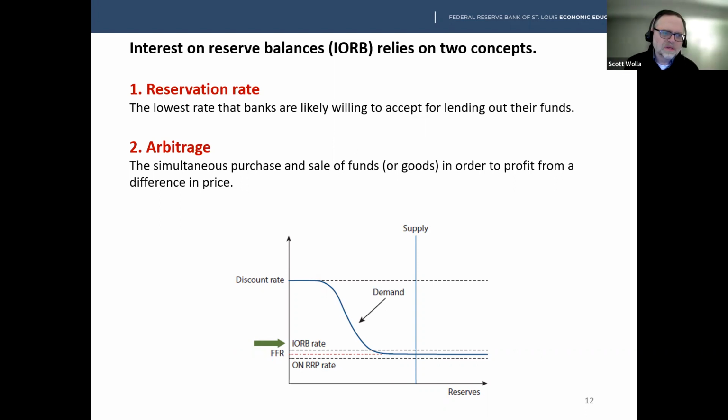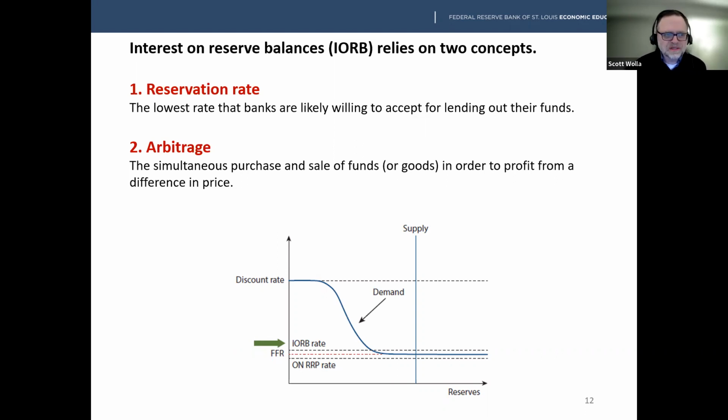Arbitrage. Arbitrage is something that doesn't necessarily appear in your textbooks, and it can sound intimidating, but actually it's a pretty simple concept once you break it down. Arbitrage is just the simultaneous purchase and sale of funds or goods in order to profit from a difference in price. And arbitrage happens all the time. We just don't call it arbitrage.